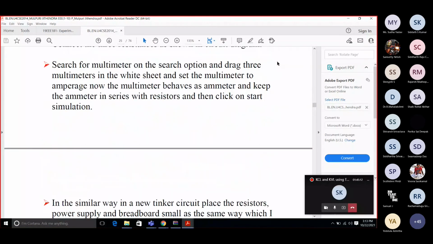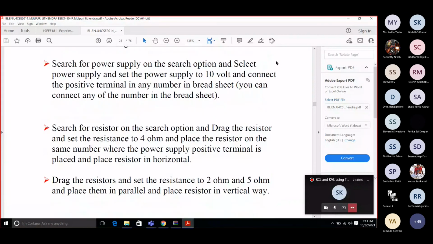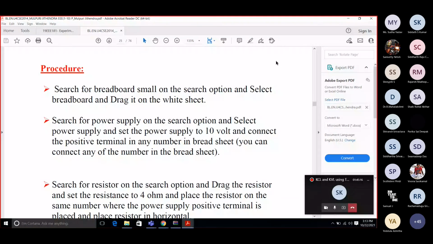So now things are shown to you very clearly. You know what you learned, how you did. The procedure is what you did only. See, this boy only wrote: search for breadboard, type in the search option, select breadboard and drag it on the white sheet. See how nicely he has written. We didn't give him this. If I am sharing this, you will just copy this. You express it in your own words.